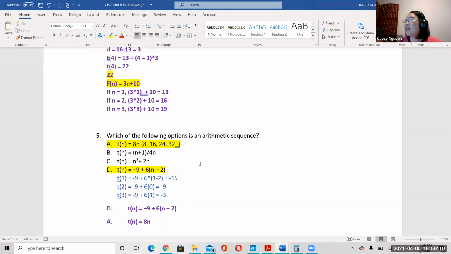But for quizzes and tests, there will only be one right answer. I don't do multiple right answers. Rarely I do. I sometimes do it in games, but sometimes it confuses students. Jason said that all arithmetic sequences should be linear equations for the real numbers. Yes, that is correct. And then we'll talk about geometric next. So yes, it is linear.